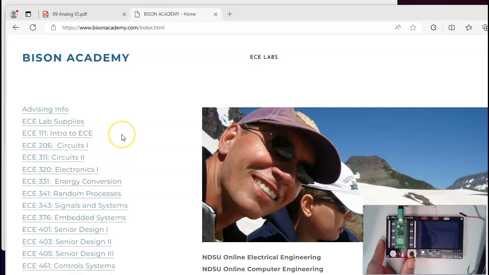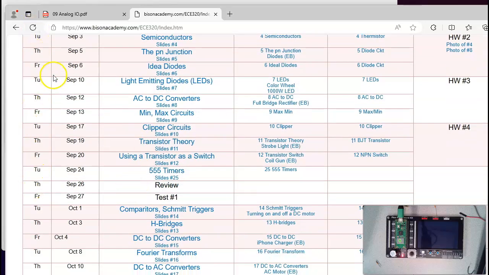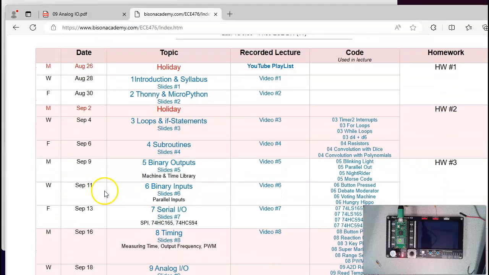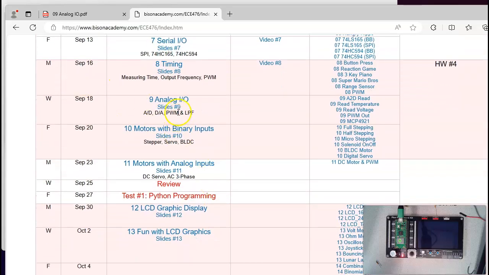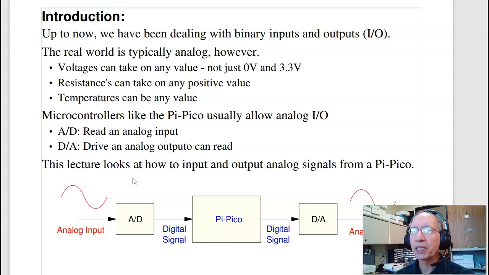And as a reminder, this is part of Bison Academy. If you need a refresher on some electronics or circuits or embedded systems concepts, just go to Bison Academy and you have access to all the lectures in electronics, like doing analog inputs, filtering, stuff like that. For this course, Advanced Embedded Systems, you've got access to all the various different lectures. So if you need to go back and remember, how do I do this? This has the lectures, videos, and sample code. We are right here on lecture number 9, Analog I/O. So that's kind of where we're heading.